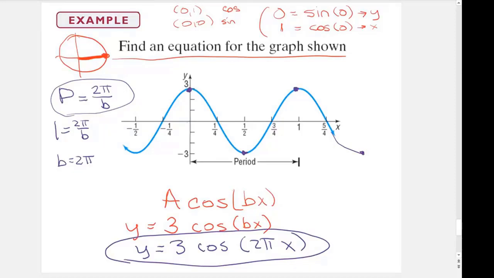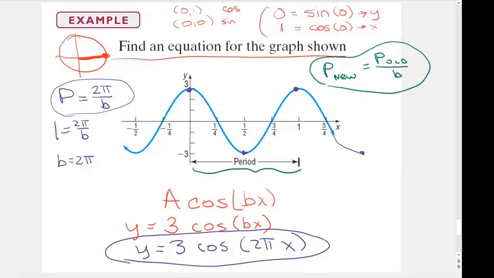So I put that in for p, and I actually like the formula better that looks like this. P new, my new period, because it changes depending on what that b value is, is equal to my original period divided by b. My original period for sine and cosine is 2 pi, and my new period for this graph is 1. This is a better formula that is more informative, whatever the algebra is we have to do.